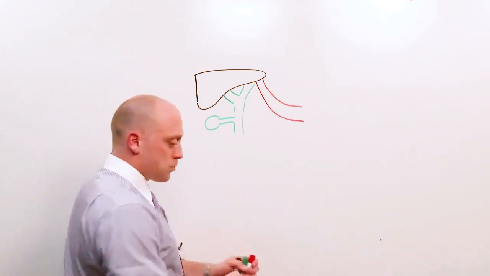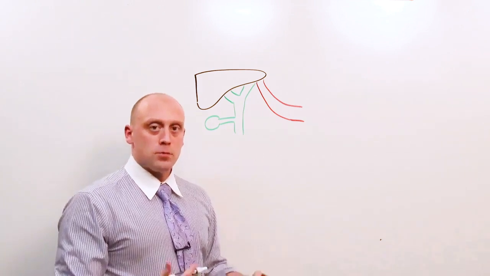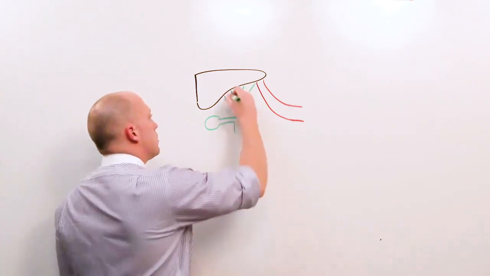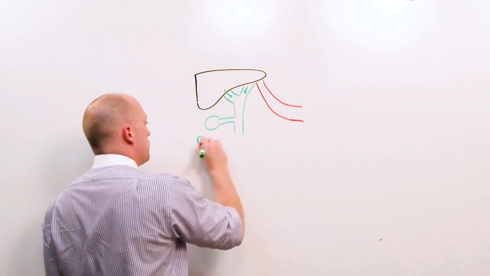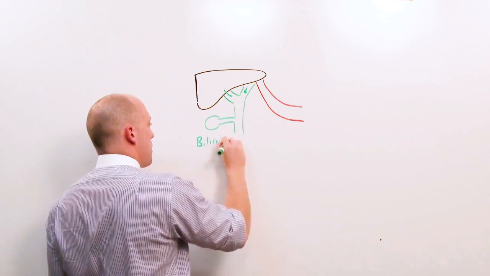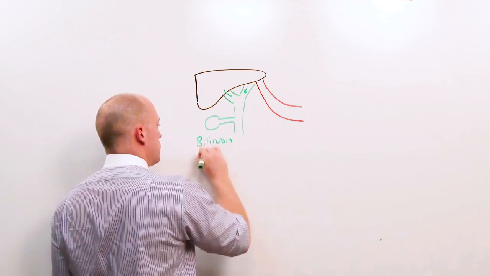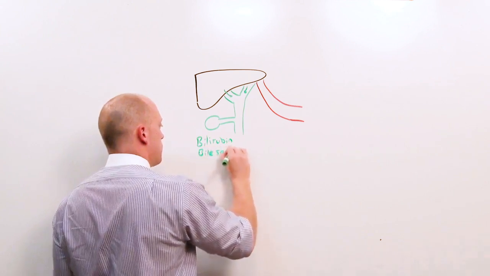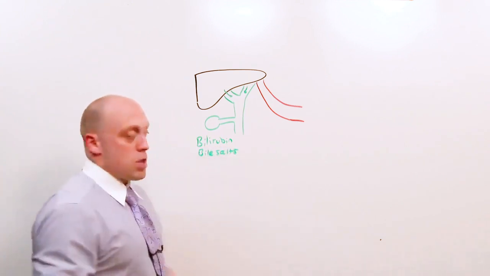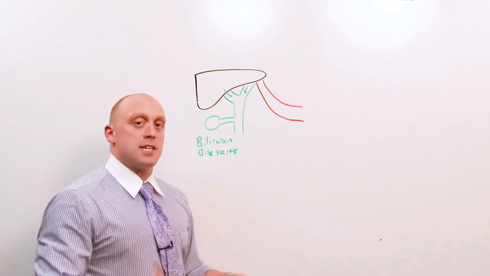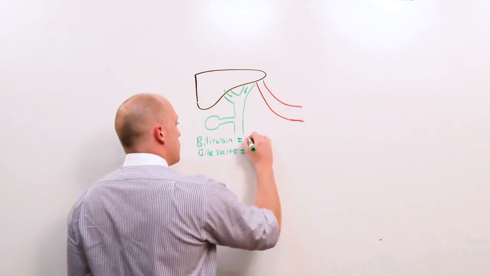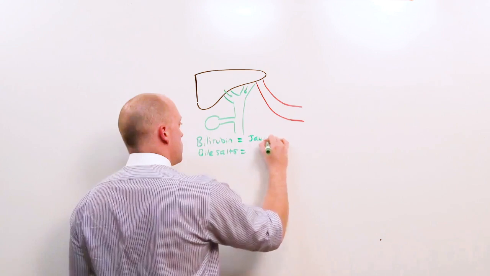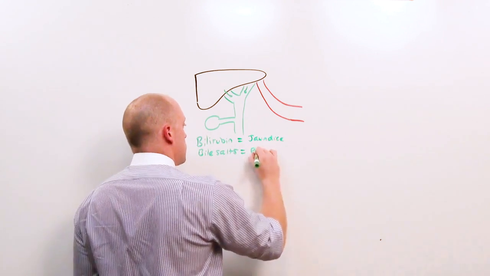All right, what does the liver do? First, the liver makes bile. And in bile is both bilirubin and bile salts. If the liver can't work, it can't excrete bilirubin and bile salts, you are going to be yellow and itchy. That is jaundice and pruritus.